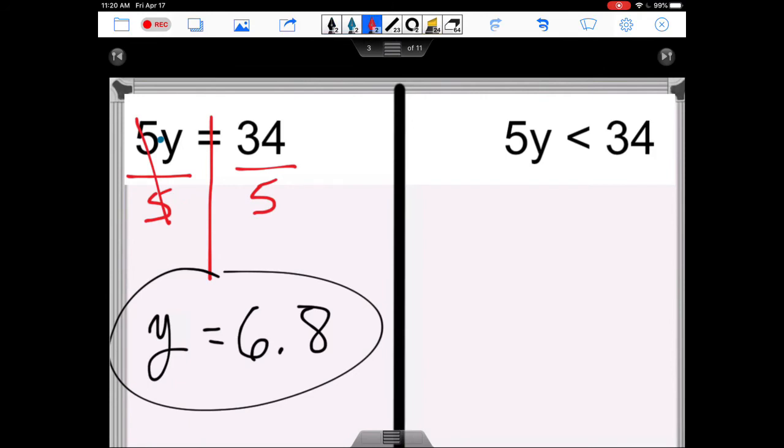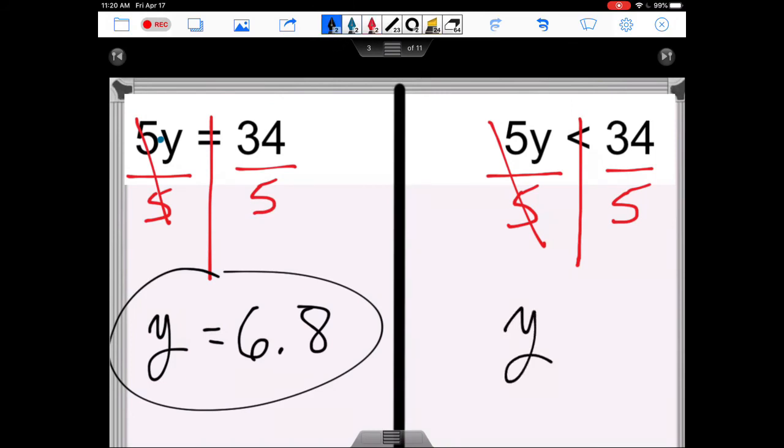Okay. On the other side, we go about this the exact same way. Draw our line down our inequality, our less than. We have multiplication, so the inverse would be to divide. We're going to divide each side by 5. The 5s make 1, so we're multiplying by 1, which means we just have y. And the 34 divided by 5 is 6.8. And we'll keep our inequality. Y is less than 6.8.